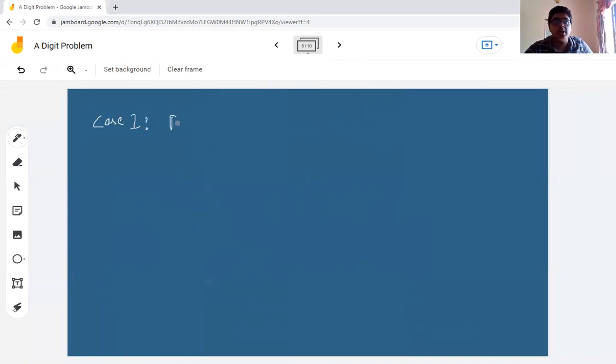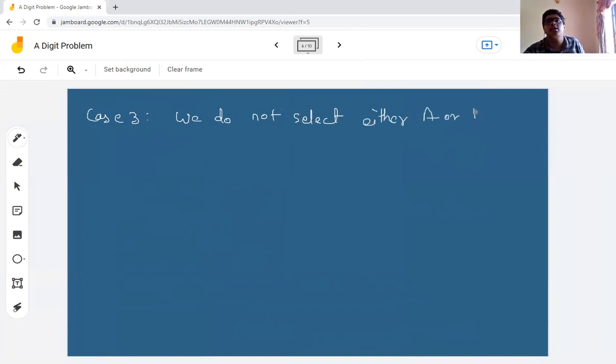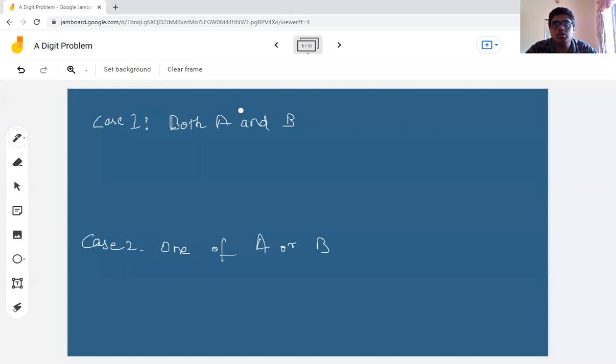First case is, of course, we can select both A and B. The second case, we can select one of A or B. And the third case is we do not select either A or B. You can see there are exactly only these three cases. You cannot find any other case. So let us try to build this.